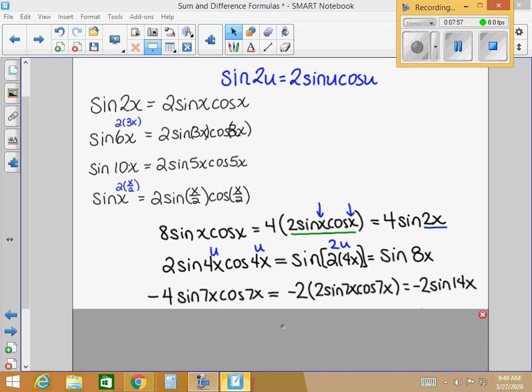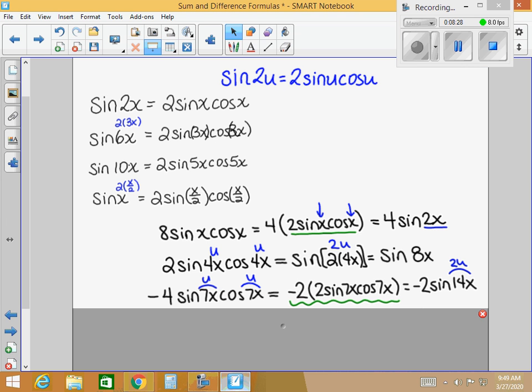On the next one, and again, if you need to write this middle step over here, please do that. Some of you will be able to see and absorb this step with your eyes, and that's okay. But I need 2 times sine something times cosine something, and it'll be sine of, again, double the angle. So if 7x is u, then I need to double the value of u, and 2 times 7x is 14x. The negative 2 out in front from the coefficient.